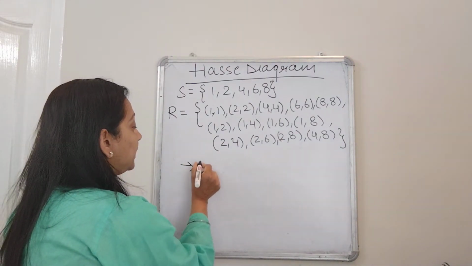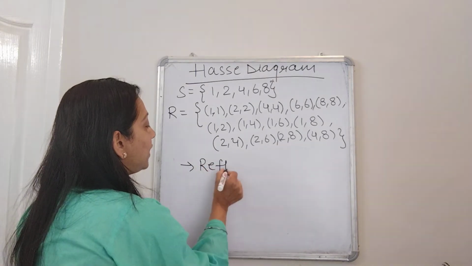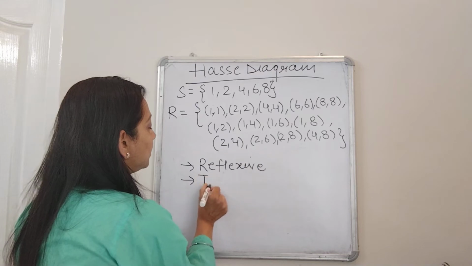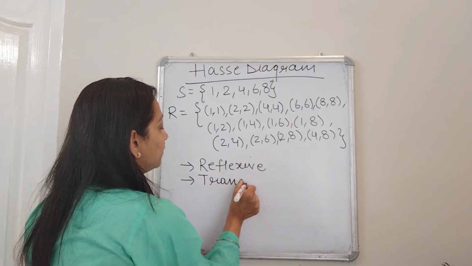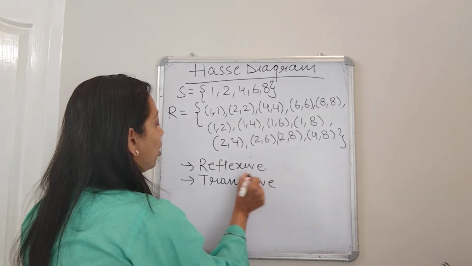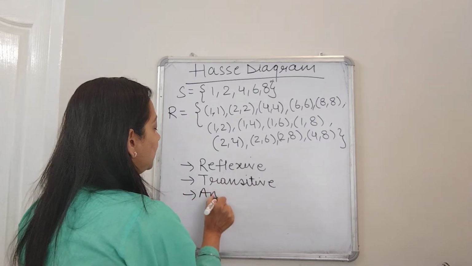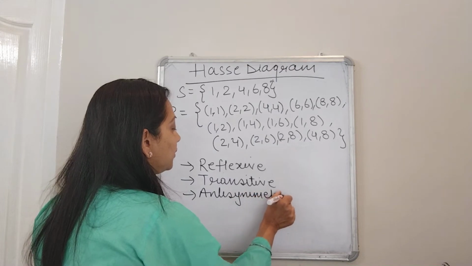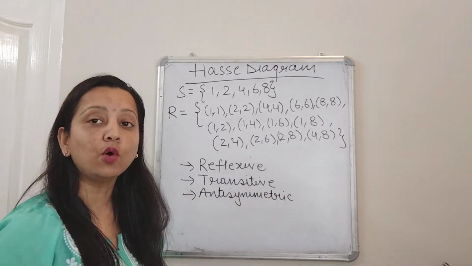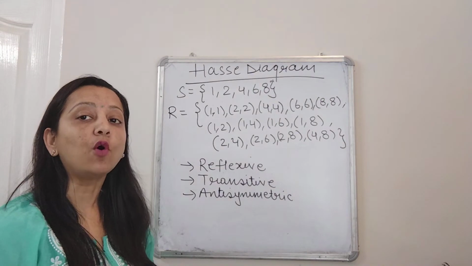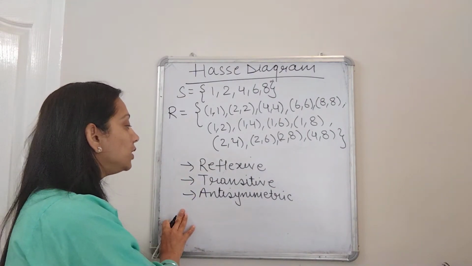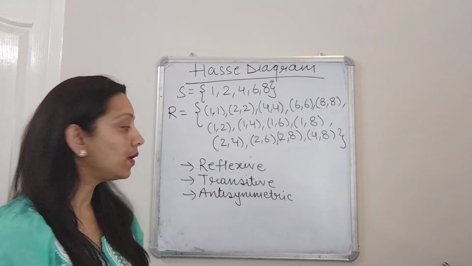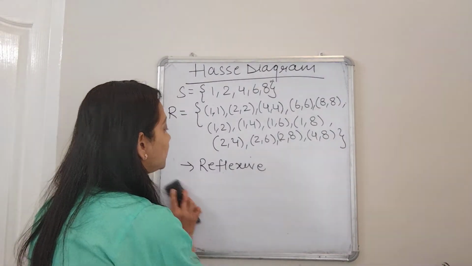I know that it is always reflexive. Yes, it is always transitive. It is always anti-symmetric. Yes or no? Yes, a poset will have all these three qualities. It will be reflexive, it will be anti-symmetric, and it will be transitive. Okay, now let's see if it is reflexive or not.